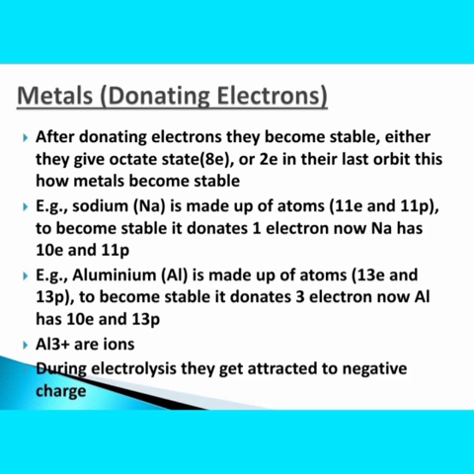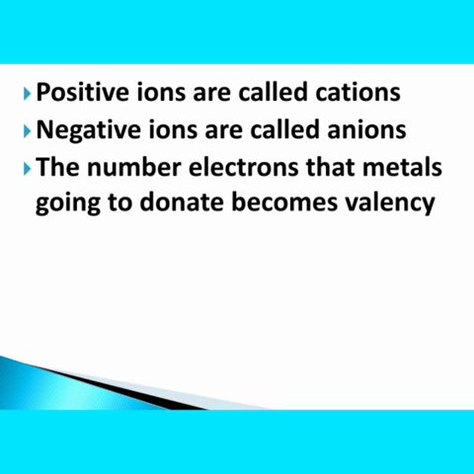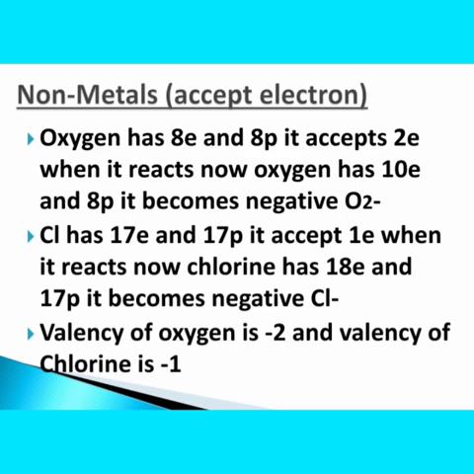So what is the valency in aluminium? That is 3, because 3 electrons have been donated, so valency will be 3. So next, coming to non-metals. What do non-metals do? It is opposite to metals. It is going to accept the electron.